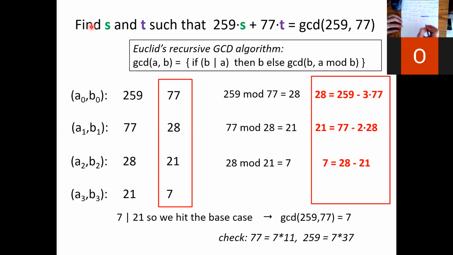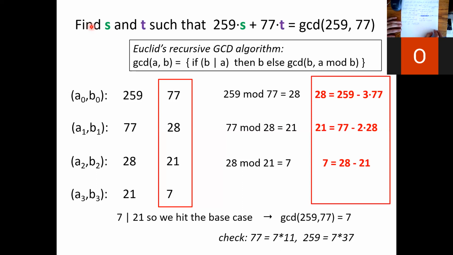So 7 is 28 minus 21, which is like this. And the next call, A3B3, I copied the B, and this is my new B. And now I'm done, because 7 divides 21. So the answer to the GCD question is 7. Hence I got that.